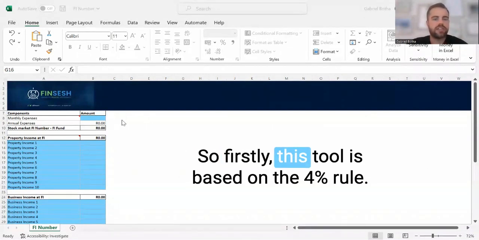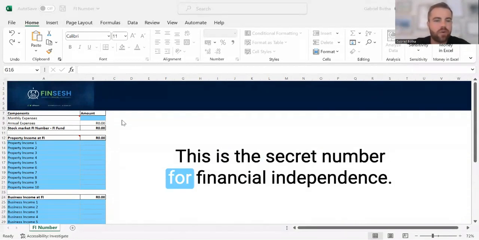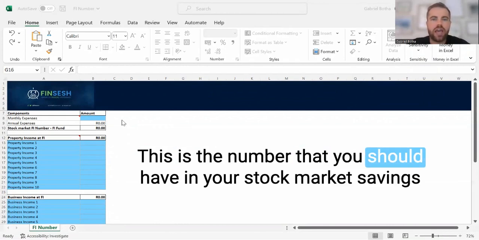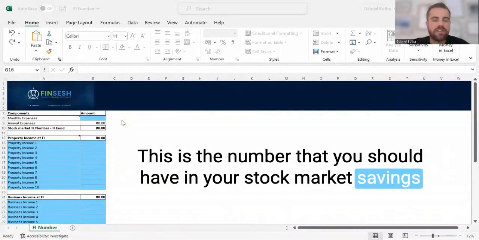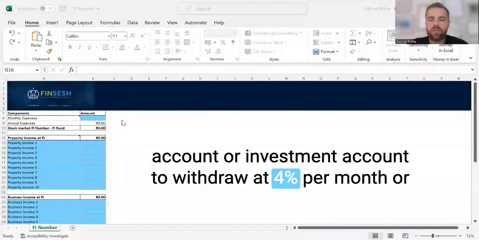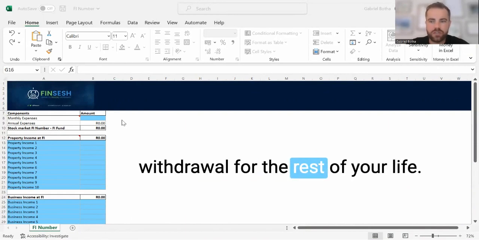So firstly, this tool is based on the 4% rule. This is the secret number for financial independence. This is the number that you should have in your stock market savings account or investment account to withdraw at 4% per month or per year, whatever you choose. And then you can, according to the theory, live off this 4% withdrawal for the rest of your life.